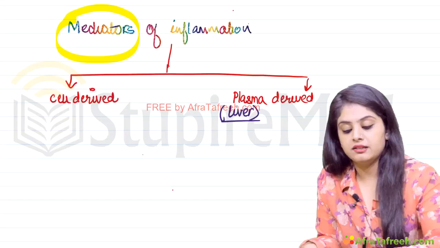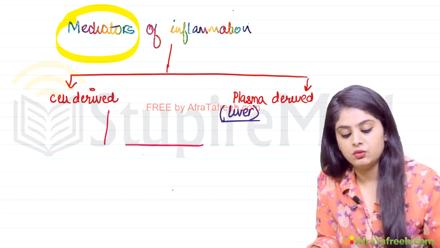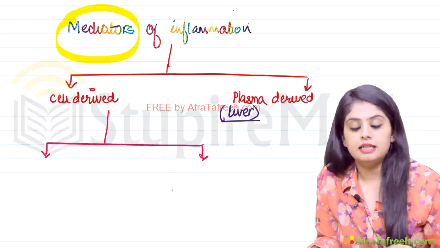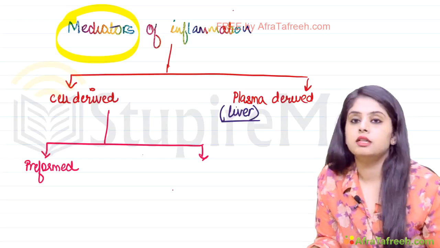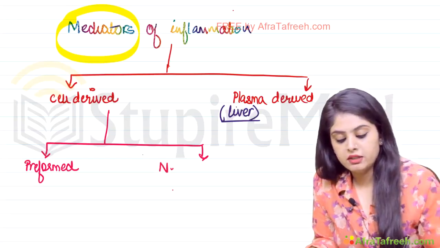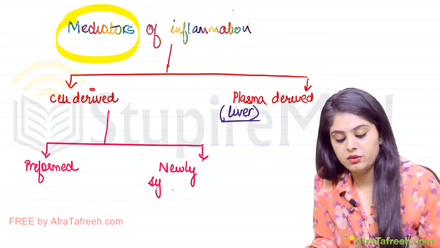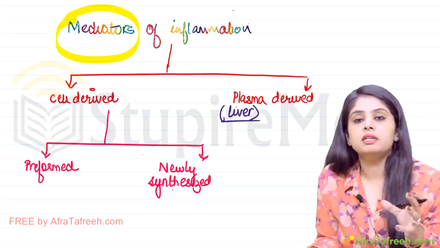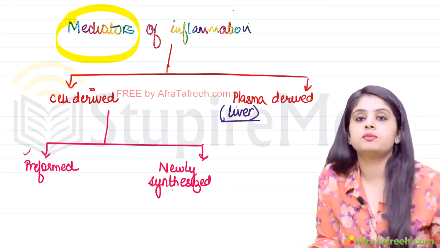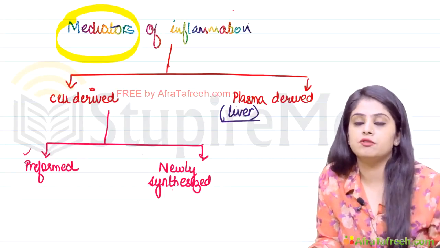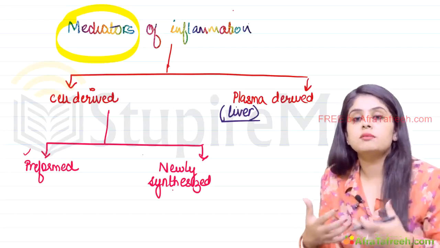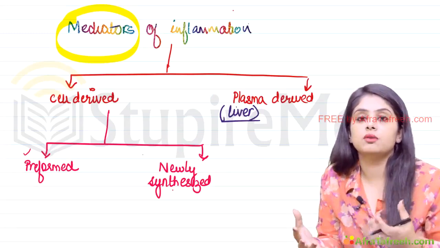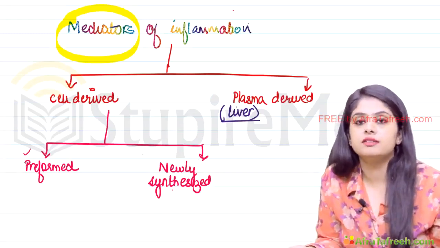Further, we are going to categorize the cell-derived category into two parts. Either the mediators are preformed, that is, they are already present in the body, or they will be newly synthesized or newly formed mediators. So either the mediators are always present in our body and just have to be released at the time of inflammation, or the mediators are going to be synthesized freshly, and once the inflammatory process begins, these molecules are going to get released.